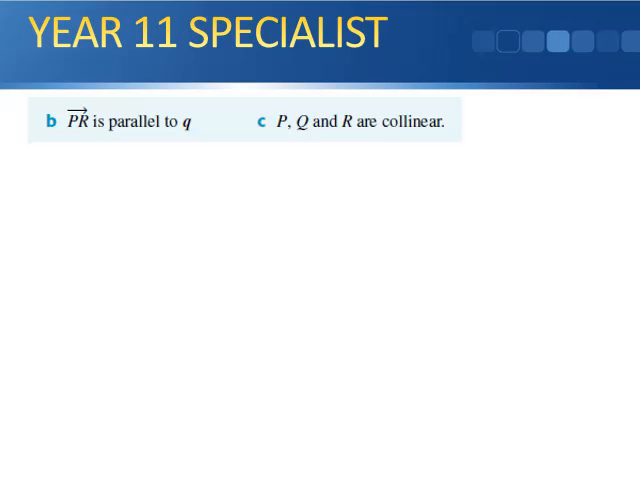Part B, PR is parallel to q. Again, PR has to go from P to O plus the O to the R. P to O is negative p. O to R is k(2p plus q). And of course, rearranging this one, I get (2k minus 1)p plus kq.